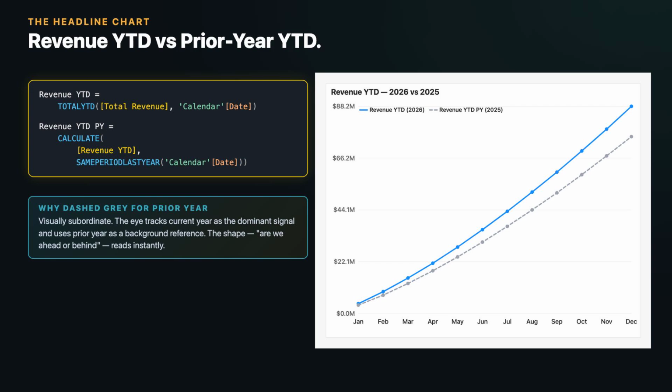Set the prior year line to dashed gray so the current year stays the dominant signal. The eye reads it as, are we ahead or behind? Without any explanation. This is the most used finance visual on Earth.